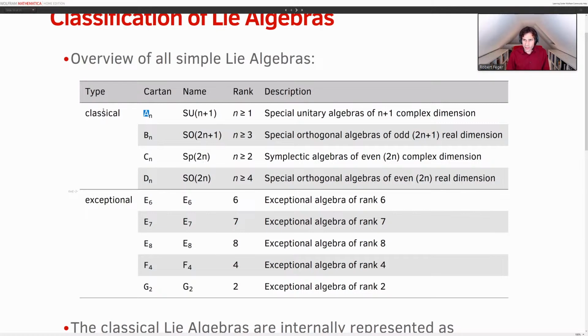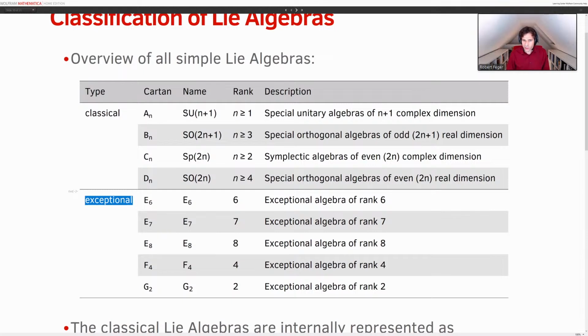The classical ones are also so-called infinite series because they come at arbitrary rank. So you can have A2, A3, A4, and so on. It's infinite. But the exceptionals have fixed rank. You have E6, E7, E8, and that's it. And you have F4 and G2.